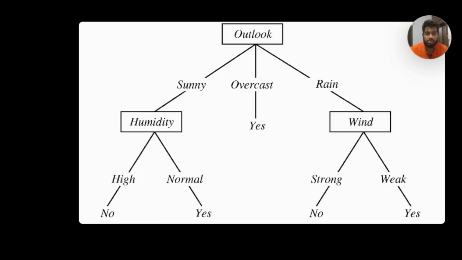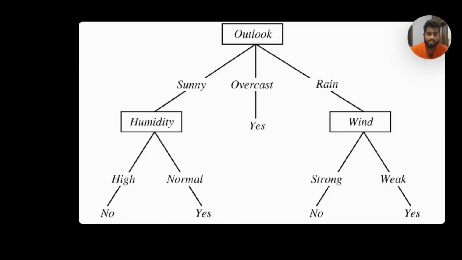So, in the example tree that you can see, the condition is outlook. Now, outlook has three conditions: sunny, overcast, and rain. If it is sunny, then we check the humidity level. Is the humidity level high or normal? If it is high, he does not go, it's a no. If it's normal, he can go.